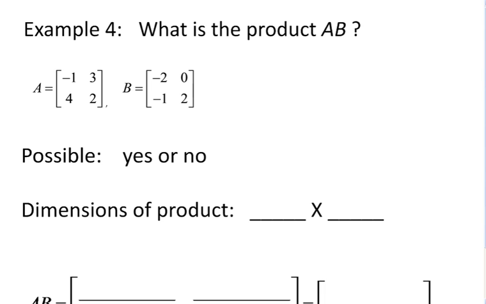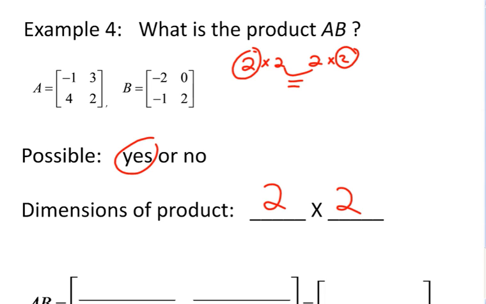All right, so what is the product of AB? First thing to do is check to see if it exists. So the first one is a 2 by 2 matrix. The second is a 2 by 2 matrix. So those are equal. Then we take the first and the last number, and that'll be our resulting product. So yes, it is possible.